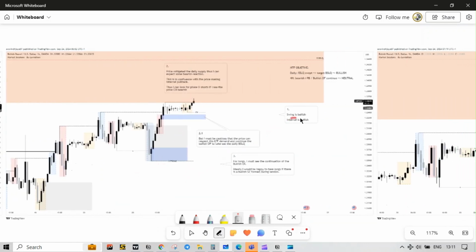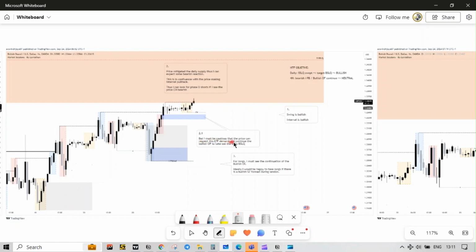Here we go. The swing structure is bullish, internal is also bullish. Price mitigated the daily supply, thus I can expect some bearish reaction. This is in confluence with the price making an internal pullback. Thus, I can look for phase D shorts if I see the price CHoCH bearish. Once the price CHoCHs bearish, I can play the internal pullback, which is also known as phase D shorts. This could be a high probability phase D short because price has mitigated the high time frame POI and has made a bearish CHoCH.